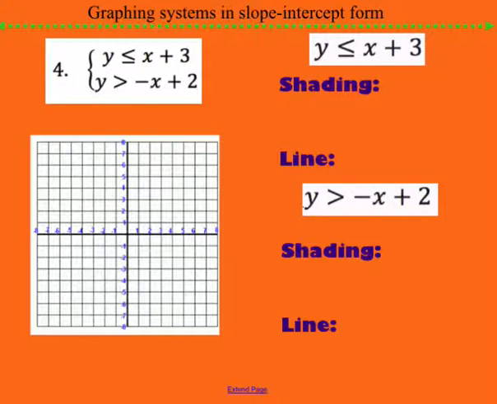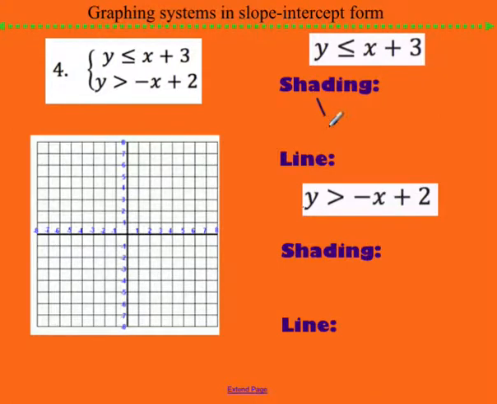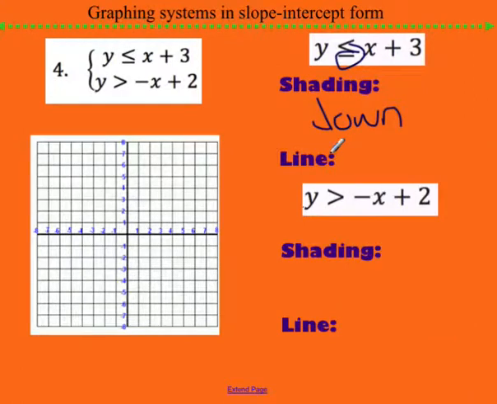So for number 4, taking a look at that first equation. Okay, so there is the alligator facing away from the y. So that means that we're going to shade down. Okay, there's a solid line underneath that inequality, so then that's going to be a solid line. My S's look so weird on here. Okay, let's go ahead and graph that one.